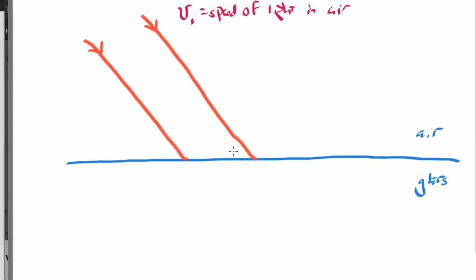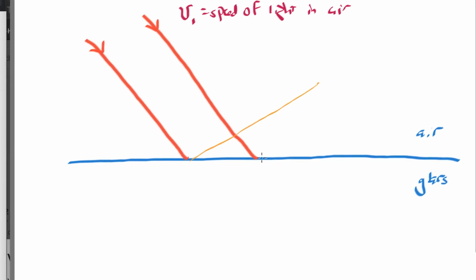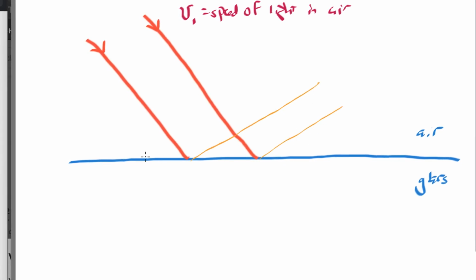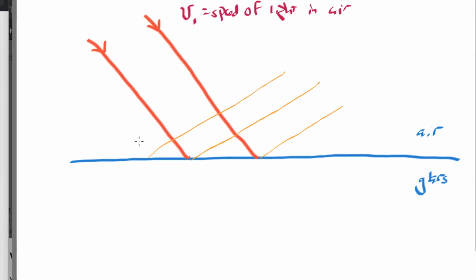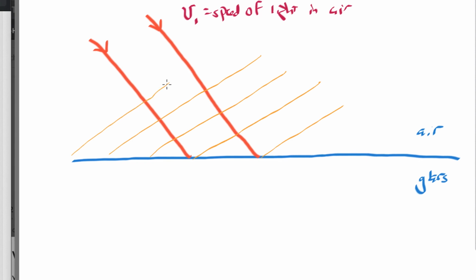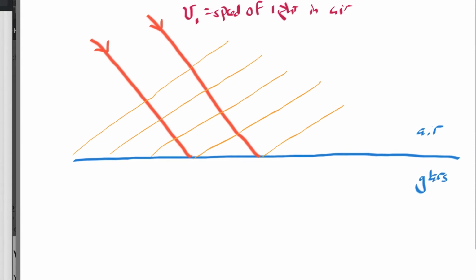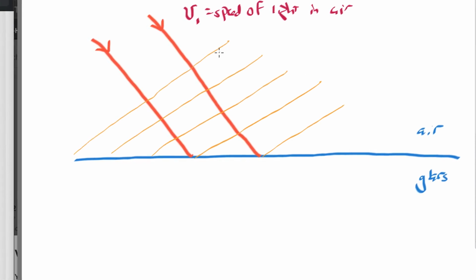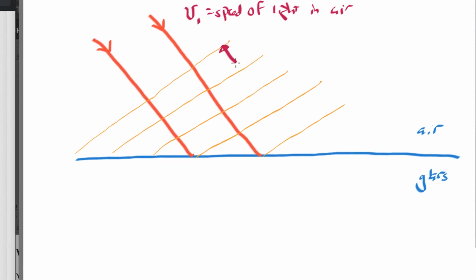And I'm going to draw a few of the wave fronts, which are perpendicular to the ray propagation direction. So think about these as the regions where the ether is compressed. Okay, and just so we're sure about this, let me draw here.